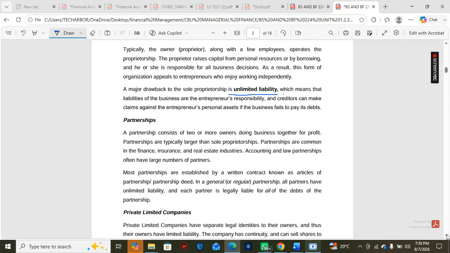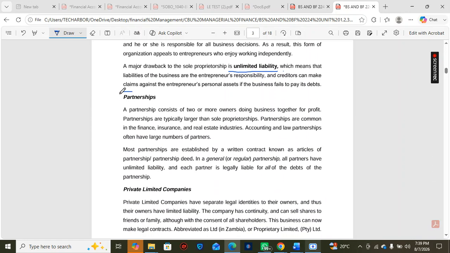The next are partnerships, which consist of two or more owners doing business together. So with a partnership, you are many. The advantage of a partnership is that since you are many, you can be two, three, or four, and all of you can pool resources, more than a sole trader can.